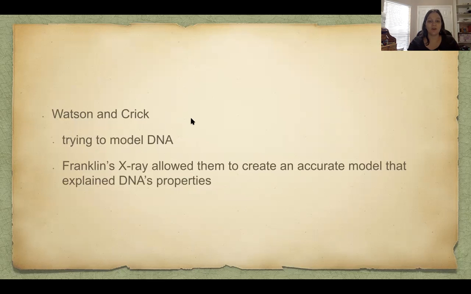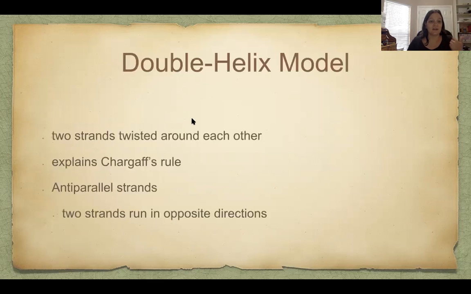And so what we know about DNA now is that, in fact, it is two strands that are twisted around each other. Okay, that's what we would call a double helix. So a helix is like a twisted ladder, right? And if it's double stranded, it has two sides to it, that explains Chargaff's rule a little bit, because you could have an A on one side and a T on the other. So every time you have an A, you have a T.